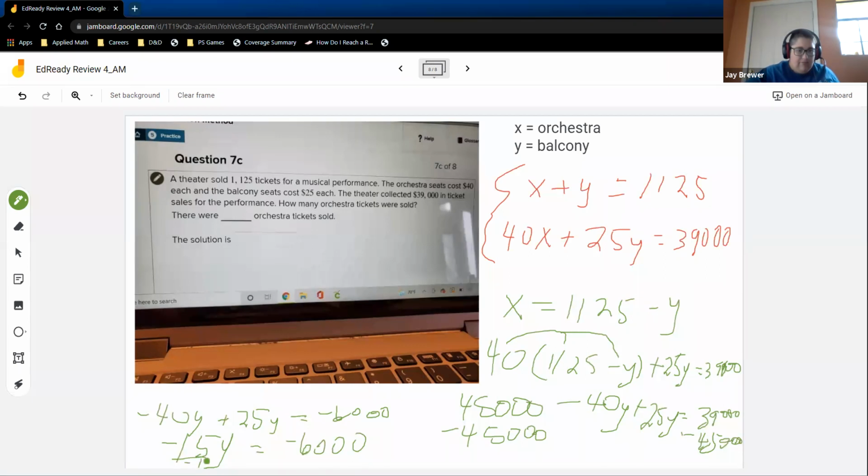So we divide by negative 15, divide by negative 15. So y is equal to 400. If you take 400 away from the 1,125, you end up with x equals 725 tickets. And that's the one you cared about, 725. You can check it by plugging in 725 and 400 into both equations, and you should get the same results.